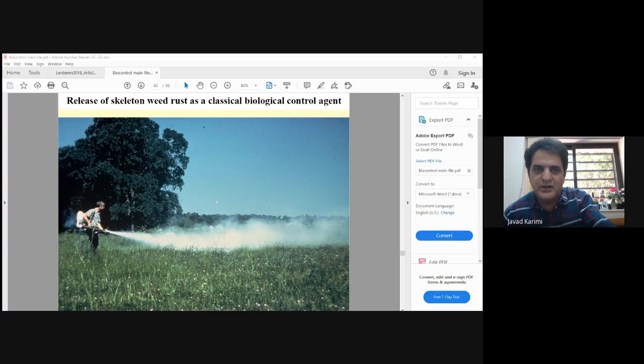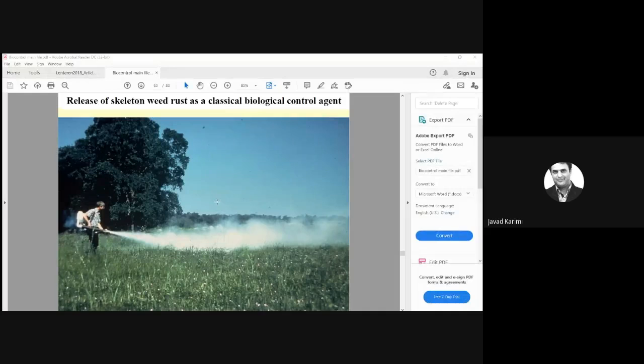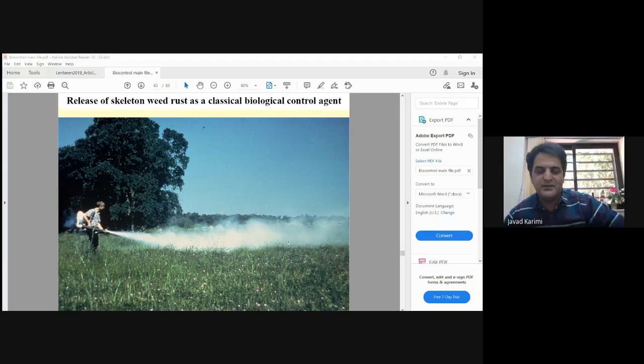The scientists find a rust, a fungus, as a biological control, classical biological control. So they introduced the fungus, mass produced and reared it, and prepared the solution and used it as a pesticide. So this rust infested the weed and killed the weed, and by this means they control the weed by the pathogen.